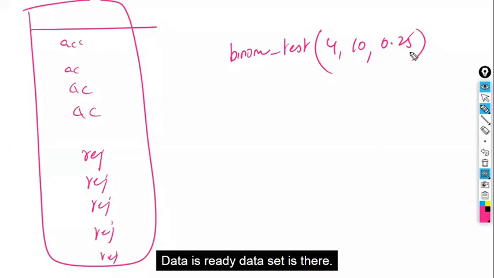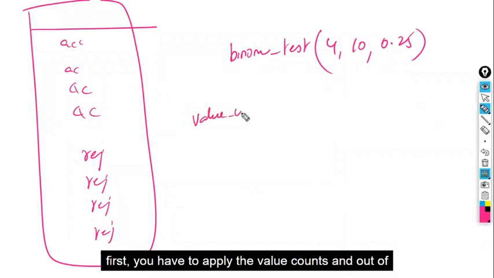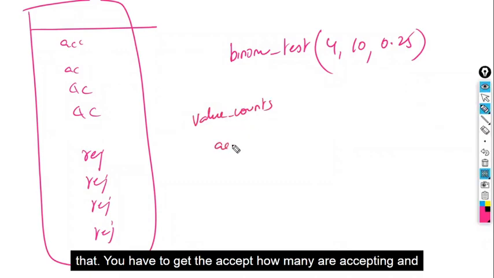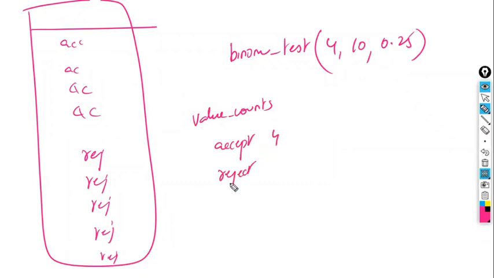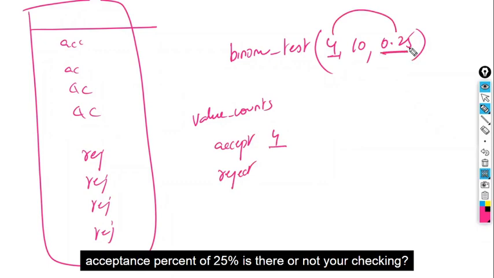Data is ready. The data set is there. Now inside the data set, you first have to apply value counts. Out of that, you get how many are accepting and how many are rejecting. And whichever is accepting, you write here, and you check whether that acceptance percent of 25% is there or not.